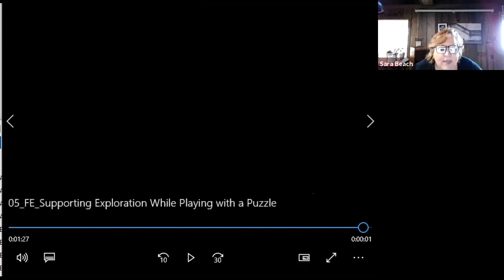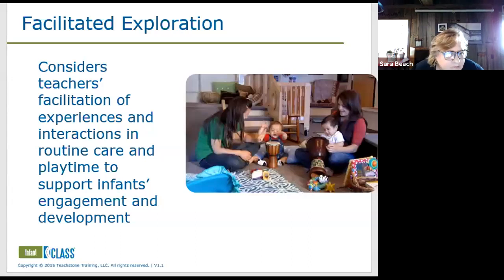Following his lead is really important, meaning you don't do it to them, you watch what they want to do, and then you follow their lead, right? So she's hanging back to a certain degree too. And then lastly, expanding on the baby's experience. Did you see how you think she expanded on the baby's experience? She saw him trying to touch the puzzle piece to the puzzle, right?